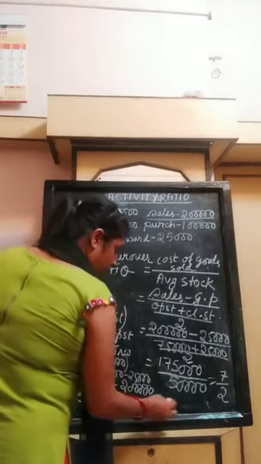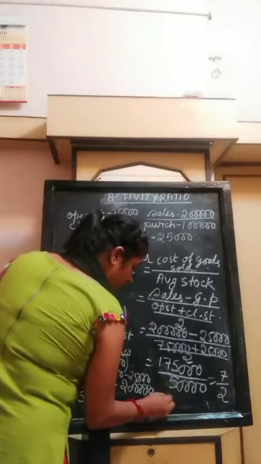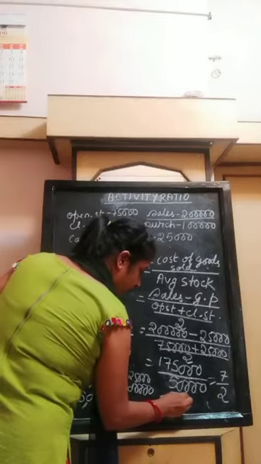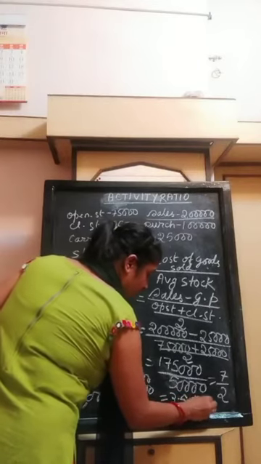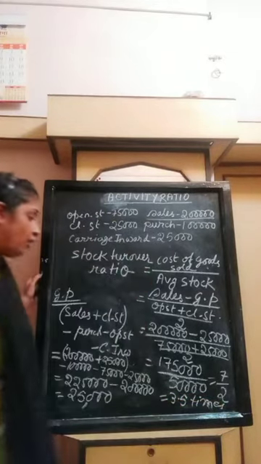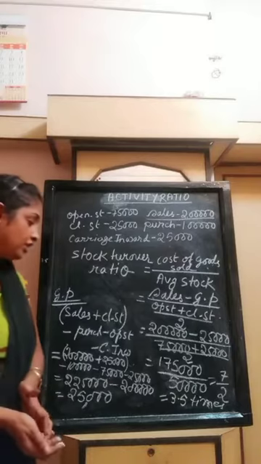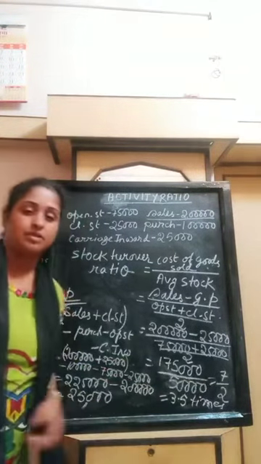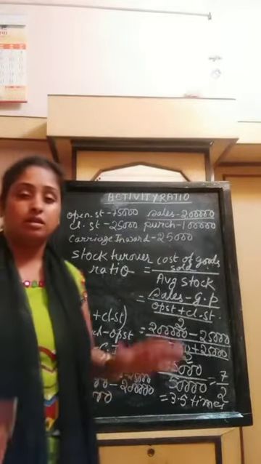So 7 by 2 means 3.5. So the answer will be 3.5 times. This is how we will solve the stock turnover ratio. 3.5 times. This is the answer.